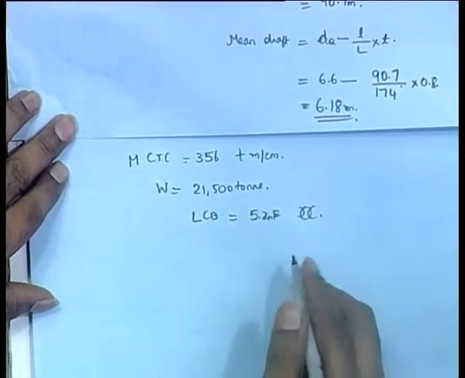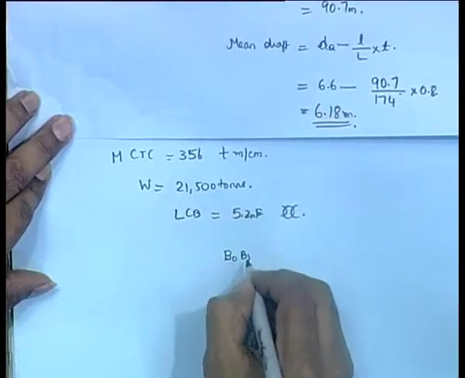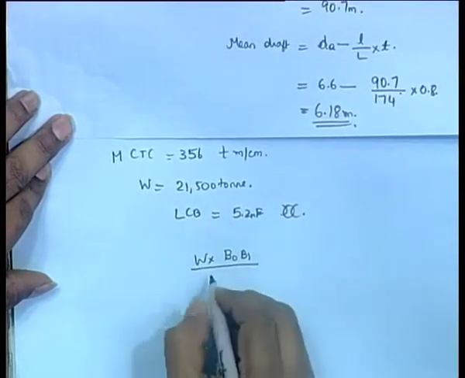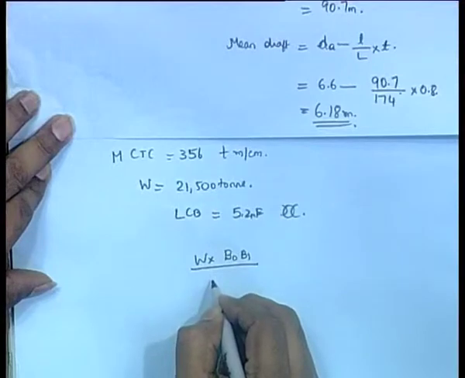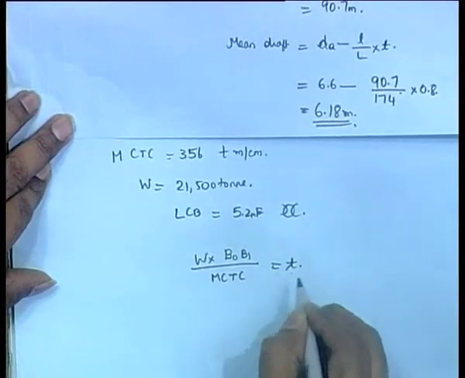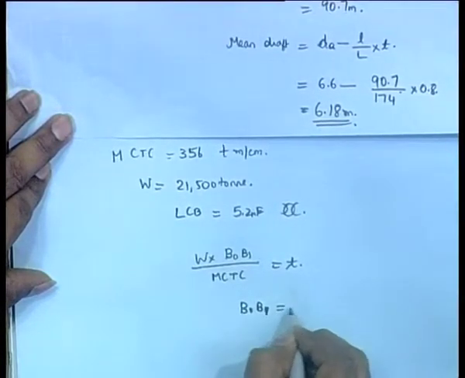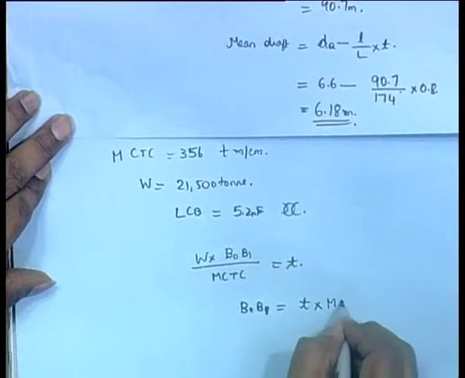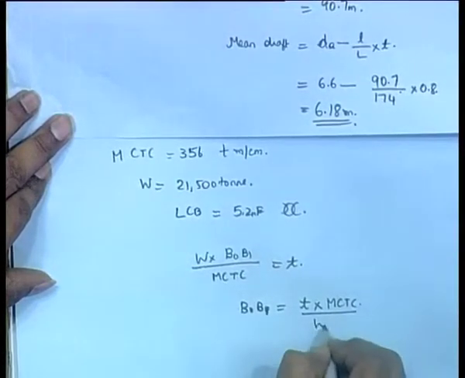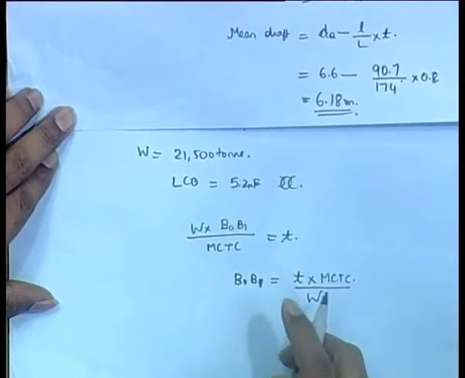Now we can use the formula we already have: W into B0B1 divided by MCTC is equal to trim. I will just change it around. Therefore, B0B1 is equal to trim into MCTC divided by capital W. So this will give you the distance through which the center of buoyancy is shifted.